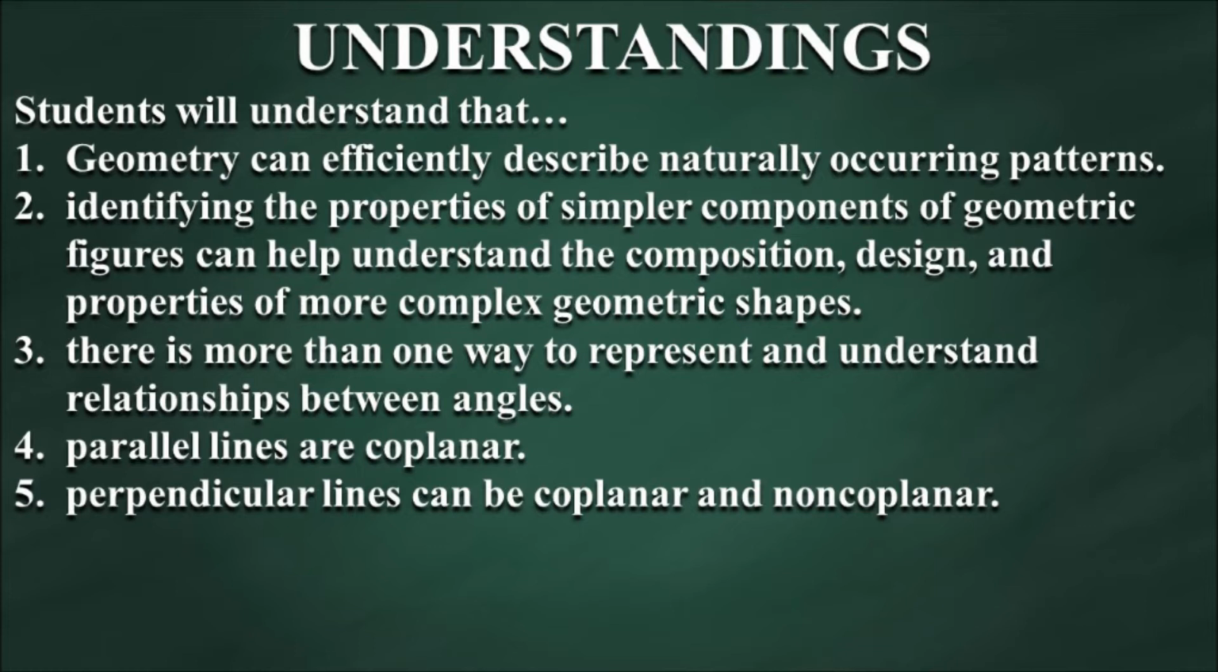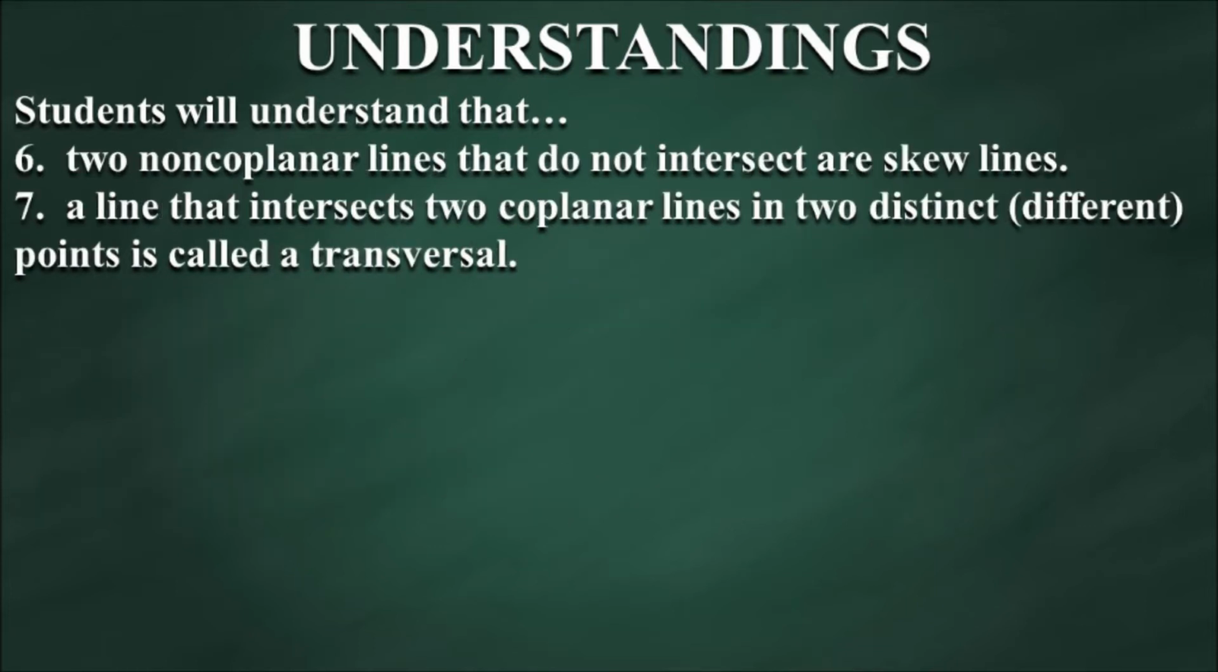Students will understand that parallel lines are coplanar. Students will understand that perpendicular lines can be coplanar as well as non-coplanar. Students will understand that two non-coplanar lines that do not intersect are skew lines. Students will understand that a line that intersects two coplanar lines in two distinct or different points is called a transversal.